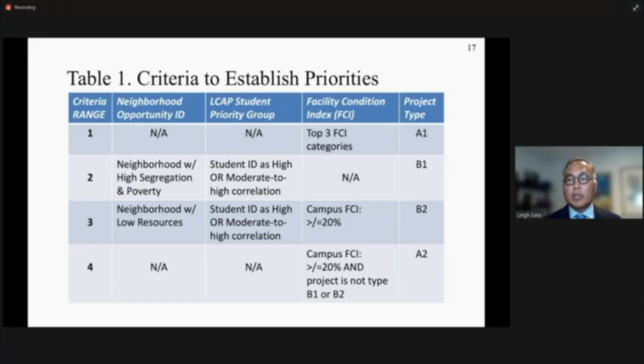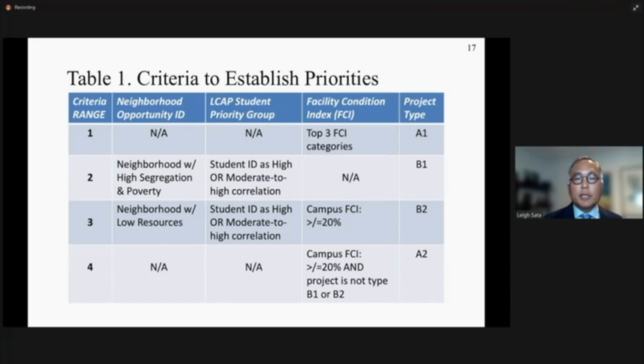The second criteria is where we integrate the equity index into the selection process. And what we're suggesting here is that when we look at neighborhoods that have high segregation and poverty, and we combine those with schools that have students identified as high or moderate to high in terms of their need for scaffolding, that really should be your second priority, right up there in terms of the visionary projects. And that would be project type B1.